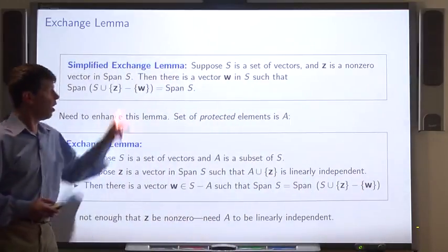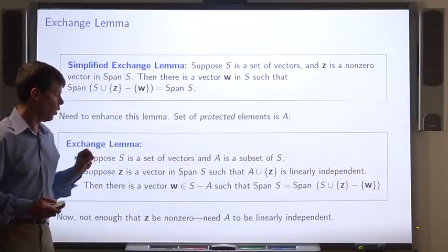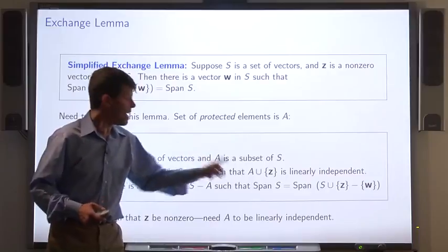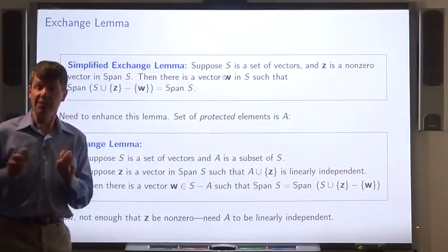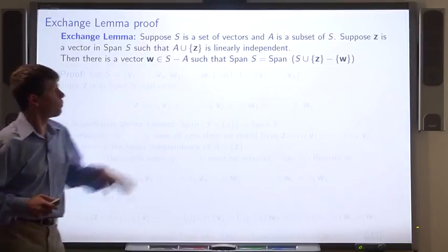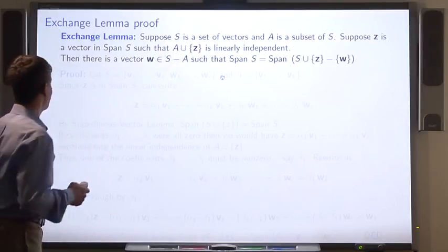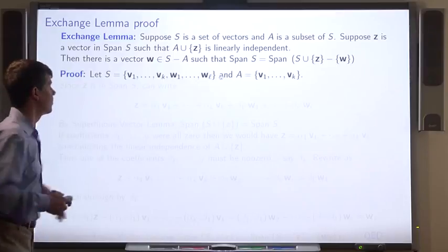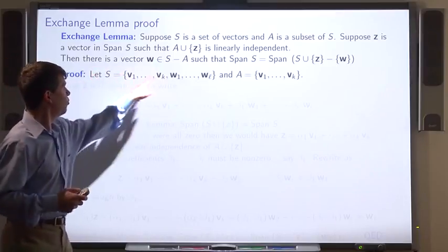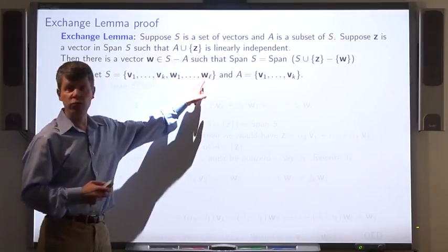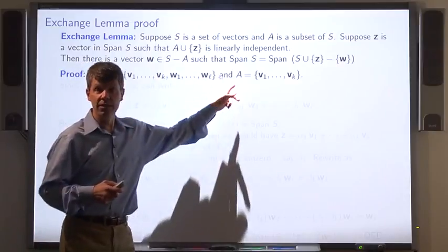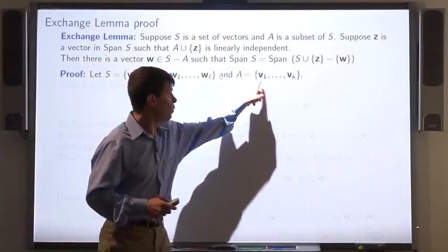You see that, unlike the simplified lemma, we require not just that Z be non-zero, but in fact that the set A union Z is linearly independent. So here's the statement of the lemma. Let's go through the proof. We'll write the set S in this way: V1 through Vk followed by W1 through Wl, where the set of protected elements, A, consists of V1 through Vk.